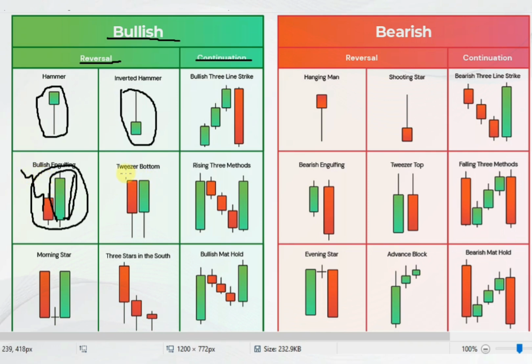So we have the tweezer tops, which is also an indication for a buy entry. When you spot such candles in the market, this is for buys also. Then we have the rising three methods, and this is also a continuation pattern to the upside. The market is trending to the upside, and this is almost like a little candle tracing backwards, and then a big bullish candle appears, which means that we will see more bullish candles to the upside.